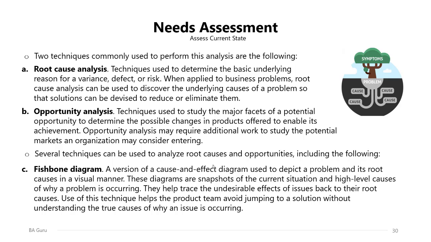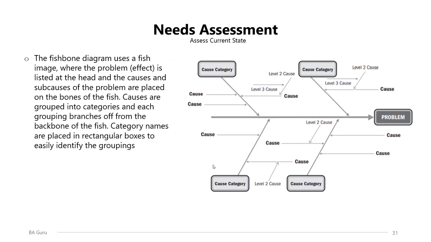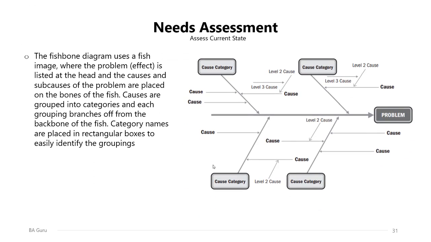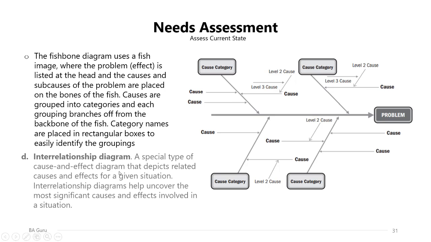So as from the name, the fishbone diagram or the Ishikawa diagram will show the issue or the problem you are trying to resolve at the head of the fish, and then you will start looking for the causes and the sub causes as shown in front of you right now. This is why it's called the fishbone diagram. It uses a fish image as shown, where the problem is listed as the head. Here is the problem, and here are the cause categories, and then you will go to the causes and the sub-causes. Causes are grouped into categories, and each grouping branches off from the backbone of the fish. Category names are placed in rectangular boxes to easily identify the grouping. So in this way, you will reach the root cause or the basic underlying reason of an issue.